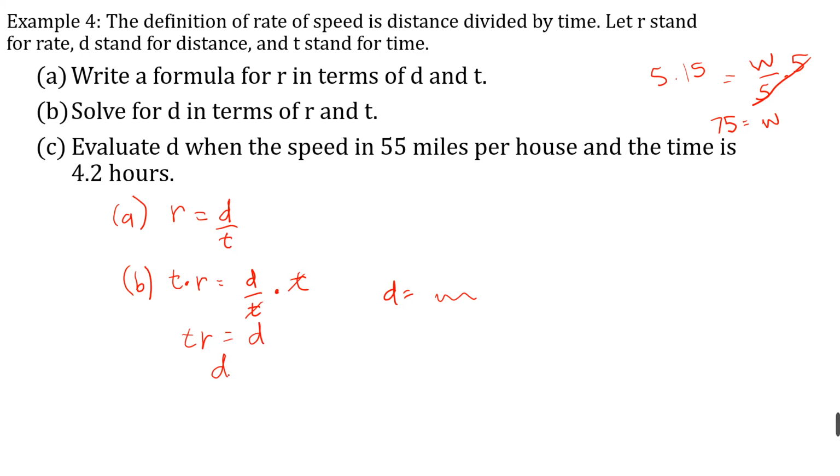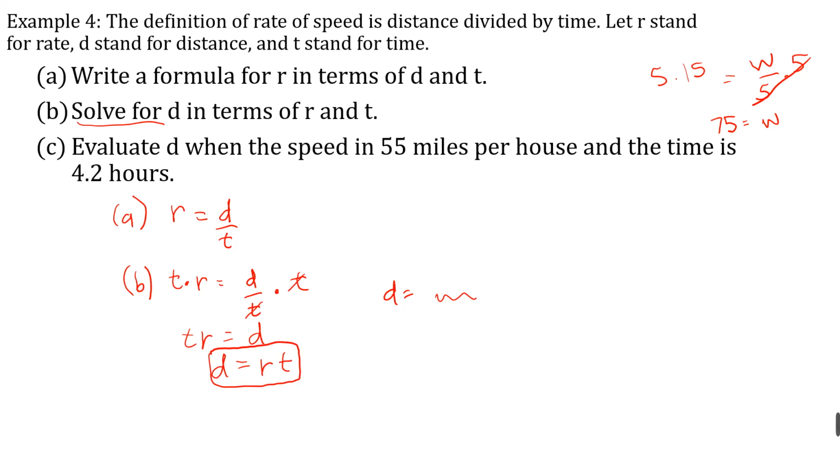It's nice to have the D on the left-hand side because that's what we were asked to solve for. And then TR is a perfectly correct answer. However, we always see this equation written D equals RT. We put the R first. So I just wanted you to see that as well. Distance equals rate times time. But if you wrote D equals TR, that would be a perfectly good answer.